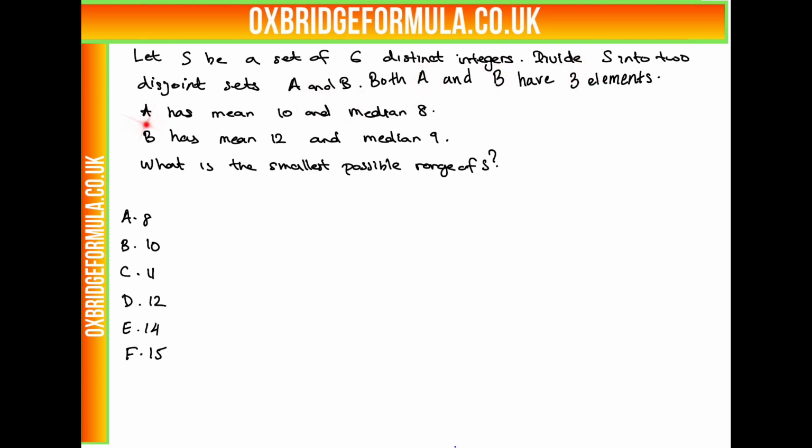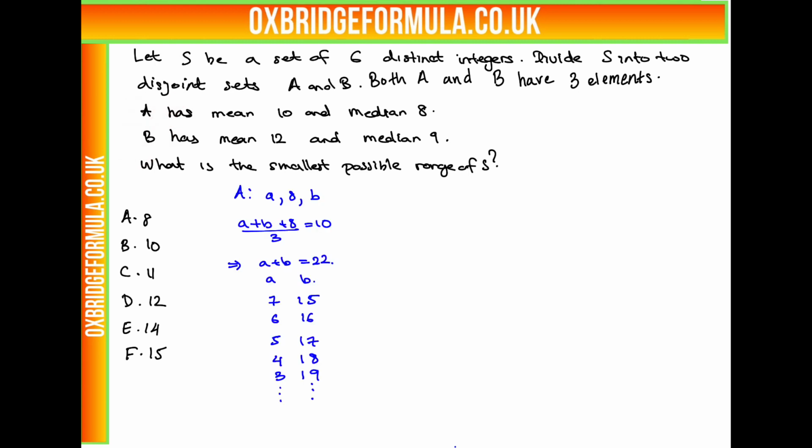We're told information about the mean of A, the mean of B, the median of A, and the median of B. And then we're asked, what is the smallest possible range of S? So in order to do this question, we need to think of what are the possibilities that the elements of A can have, and what are the possibilities that the elements of B can have. So let's try and think about set A first.